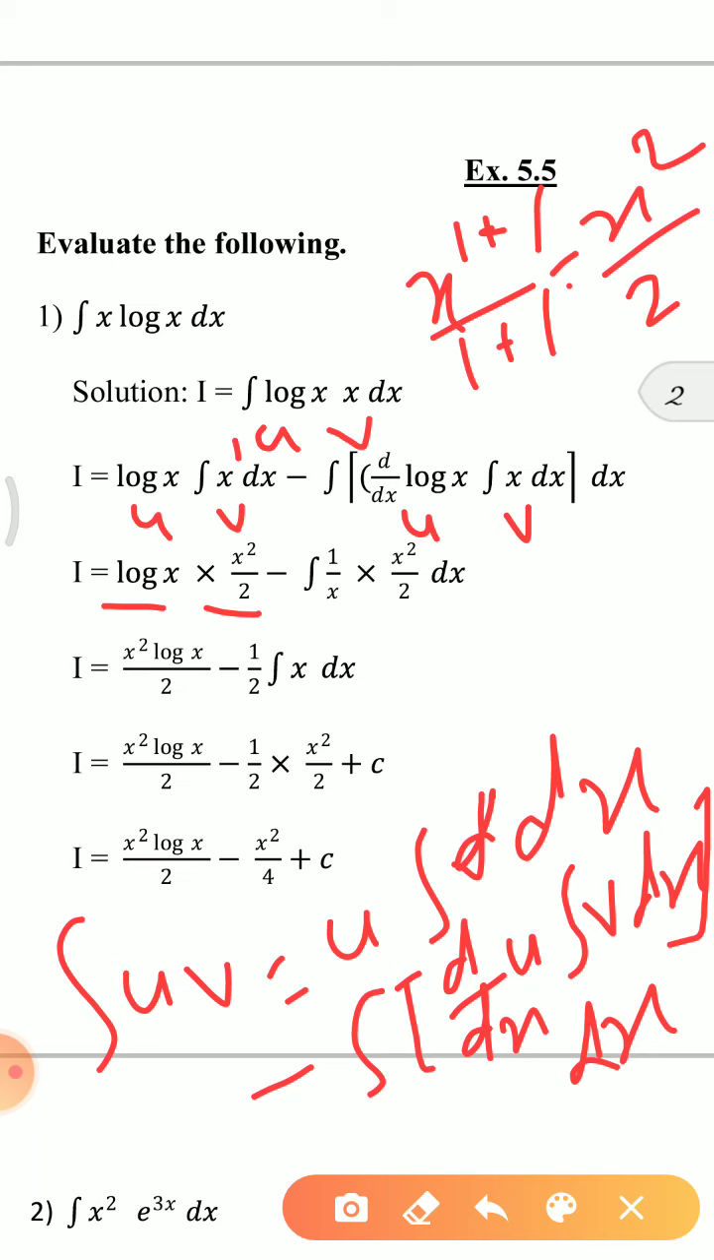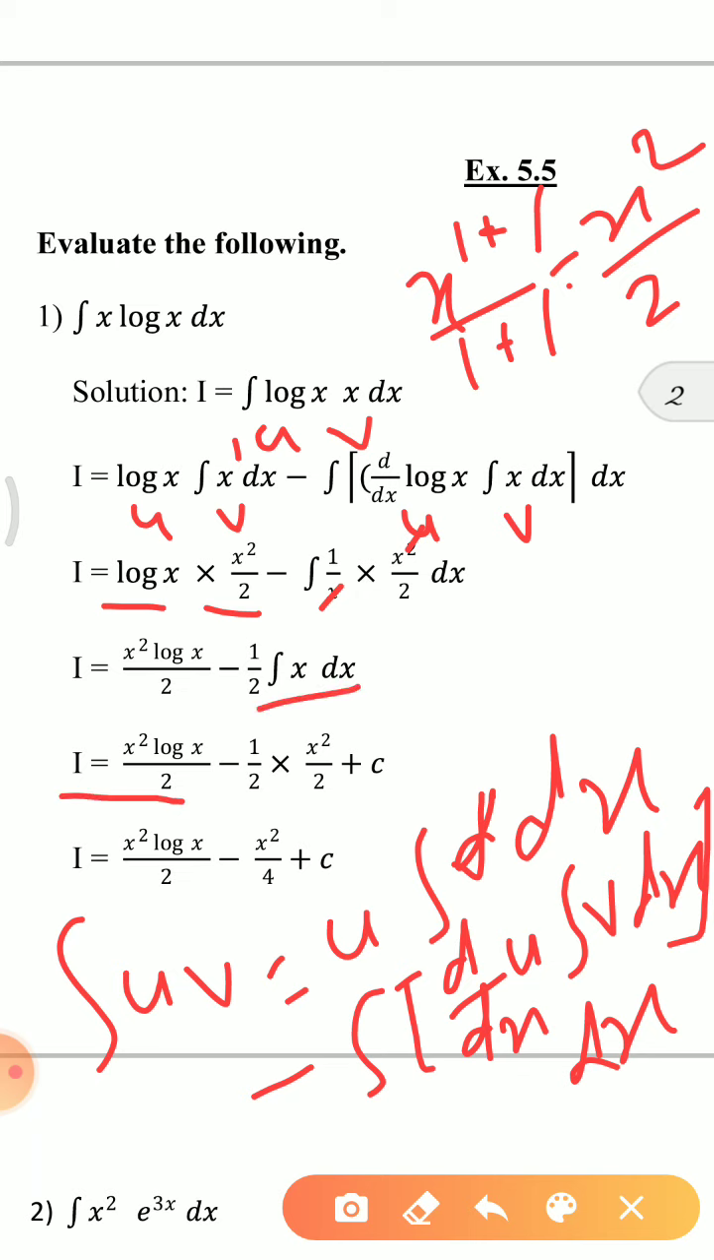Already we have solved here the integration of x, that is x square by 2, dx here. Then here one x gets cancelled, then remaining x square log x upon 2 minus this 1 by 2, a constant, outside the integral sign, integration of, if one x gets cancelled, one x is remaining, that is x dx.